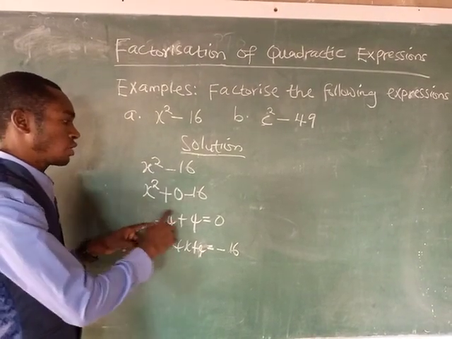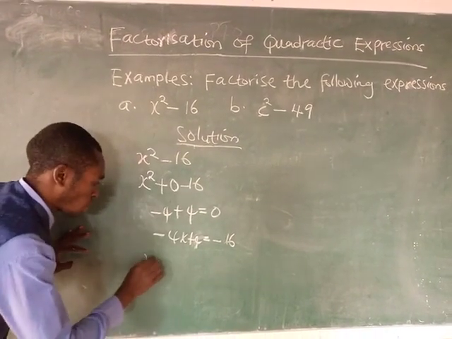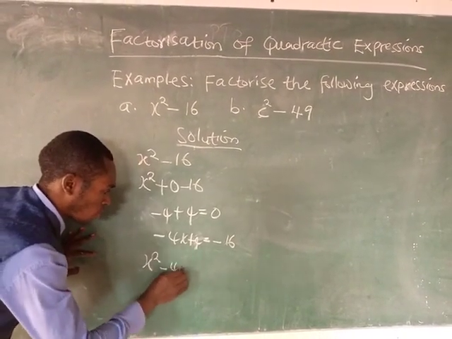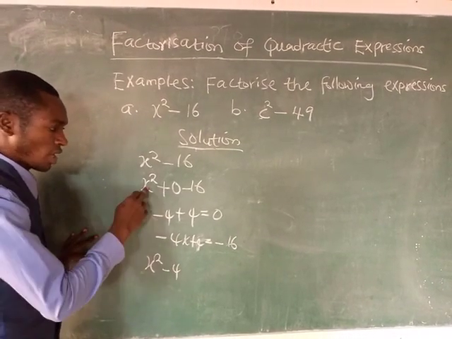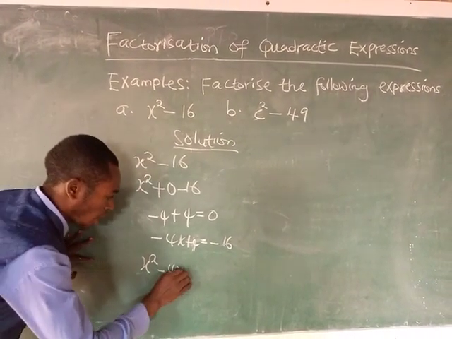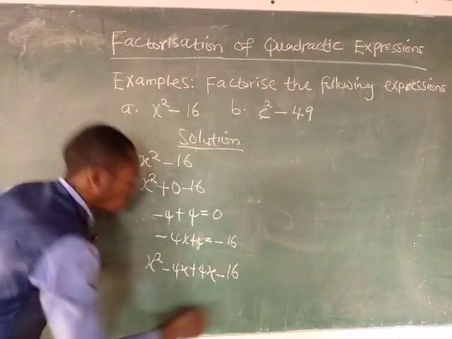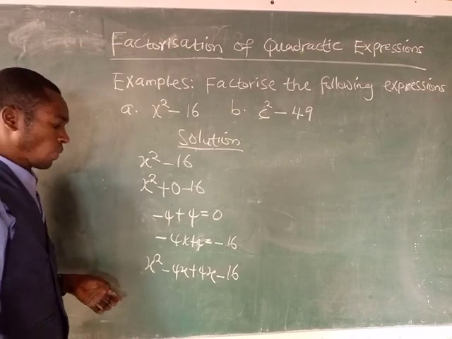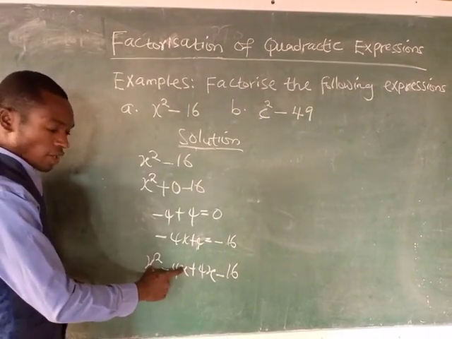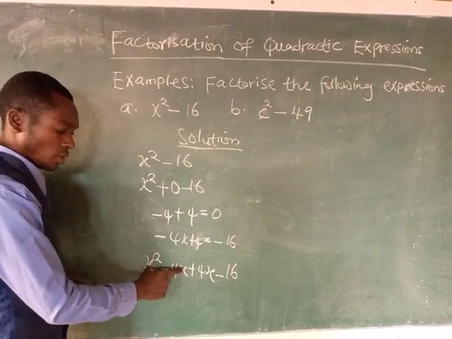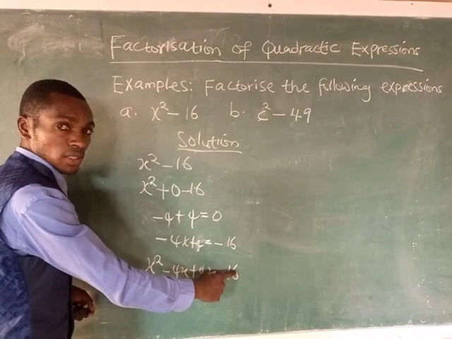So we're going to replace this 0 here with these two numbers. That is to say, x squared minus 4x plus 4x, then minus 16. We attach this x to the two numbers. And the next thing to do is to factorize the first two terms. Factorize in twos or in pairs, the first two terms and the last two terms too.